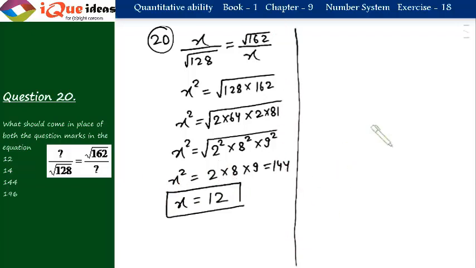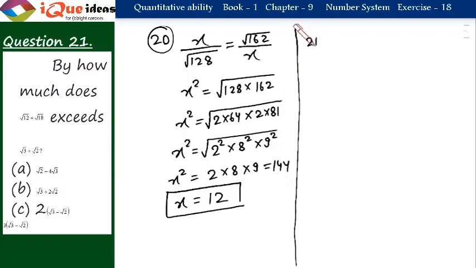Now let's take question number 21. It says, by how much does root 12 plus root 18 exceed root 3 plus root 2? So basically what we need to do is find the difference between these two quantities. How? Root 12 plus root 18, that is one number, minus root 3 plus root 2. Now simplify this.